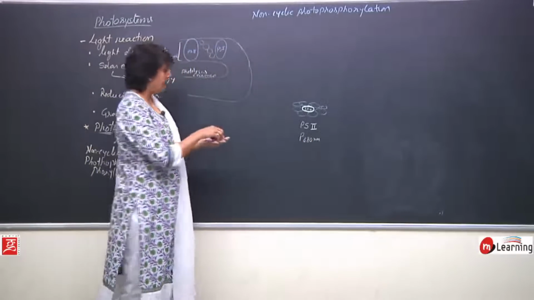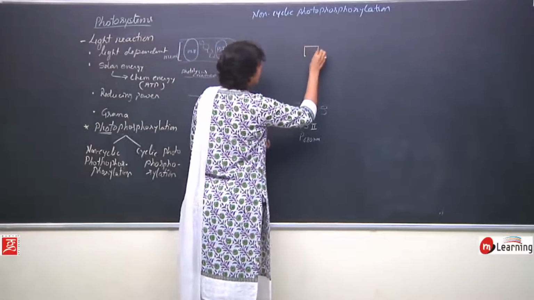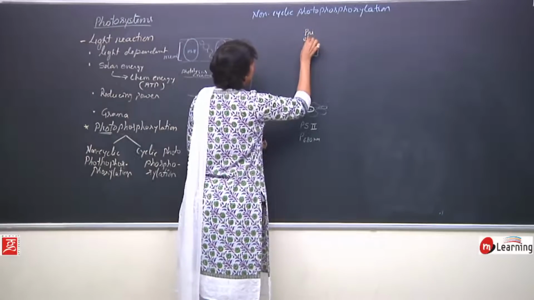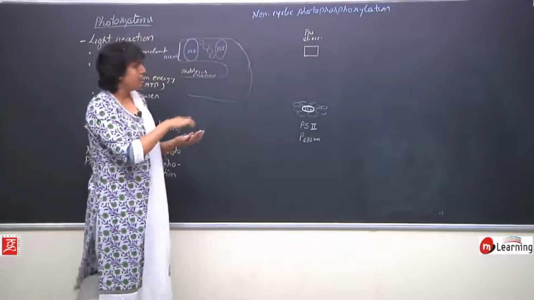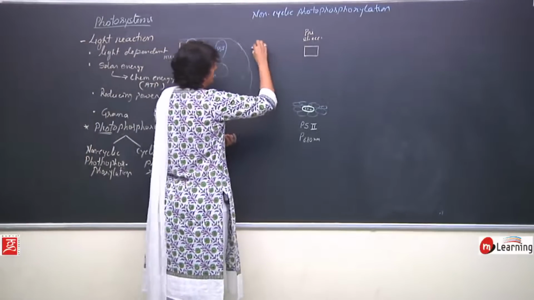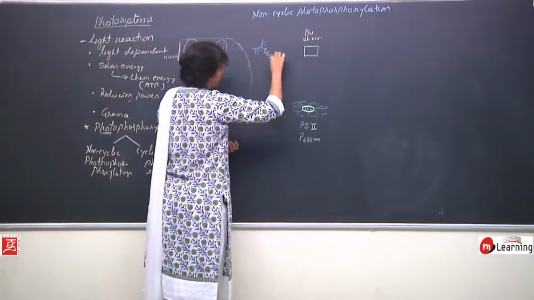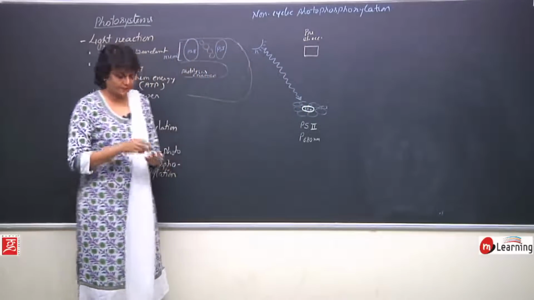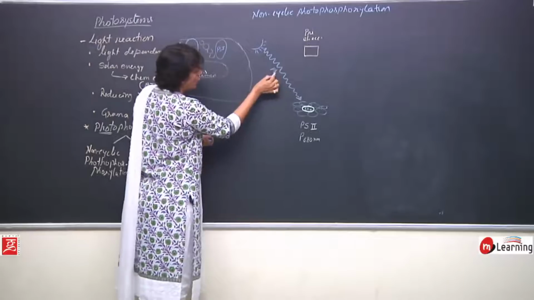So, PS2. Let us draw the electron acceptor here. So, this is the primary electron acceptor. We are using short form so that everything can be clearly drawn. And this is our sun, from where the solar energy is going to fall on this complex. So, this solar energy which comes, it comes in the form of photons.